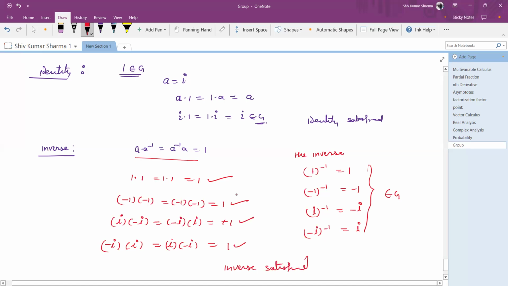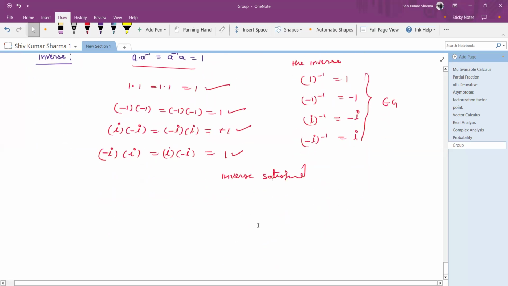So when inverse satisfied, we can say that the given set G is a group. So G is a group.